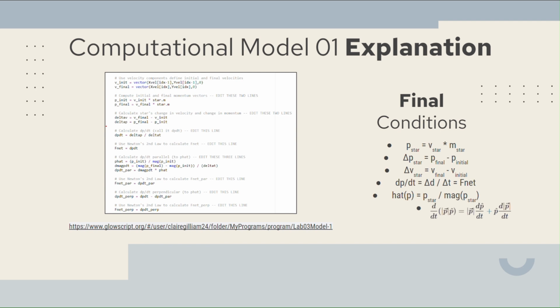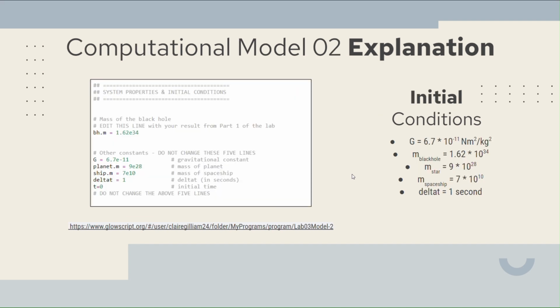We then plug this in for the change in momentum over change in time, which is also equal to the net force. We calculate p hat as the momentum over the magnitude of the momentum, and then plug this in to find the change in magnitude of momentum over change in time. We multiply this by p hat to get the change in parallel momentum over change in time, which is equal to the net force parallel. Then we subtract dp/dt parallel from dp/dt to get the change in momentum over the change in time perpendicular, which is also equal to the net force perpendicular.